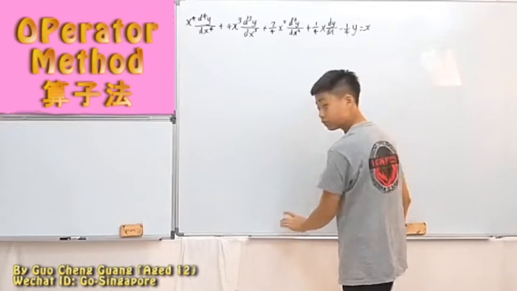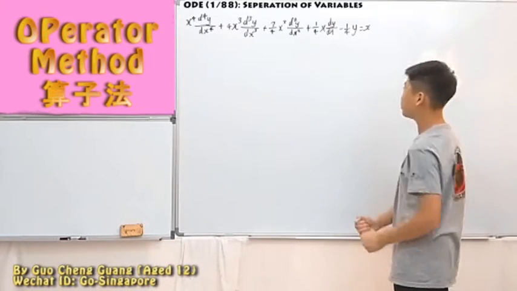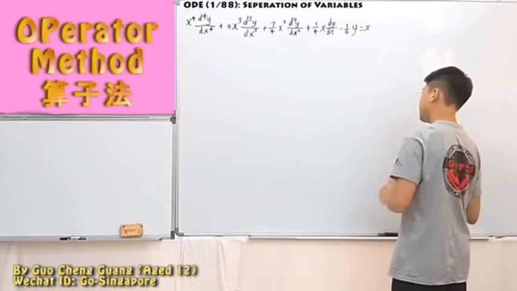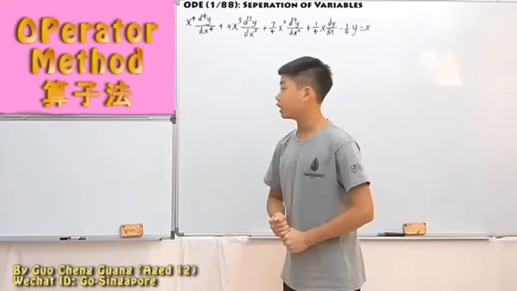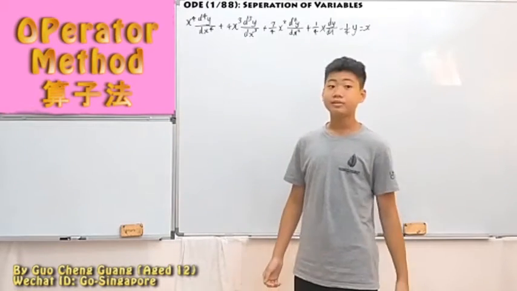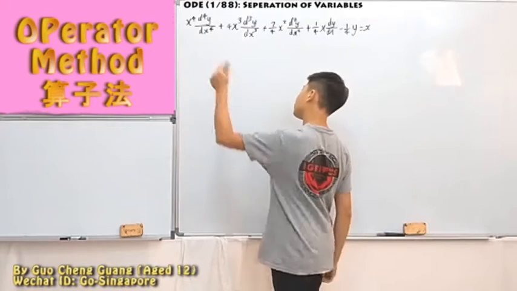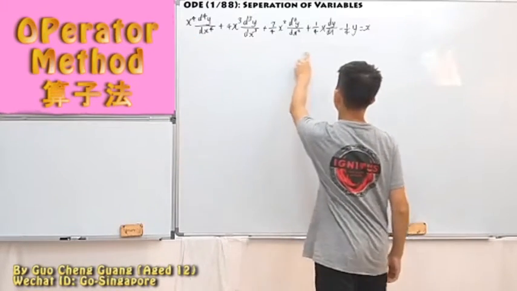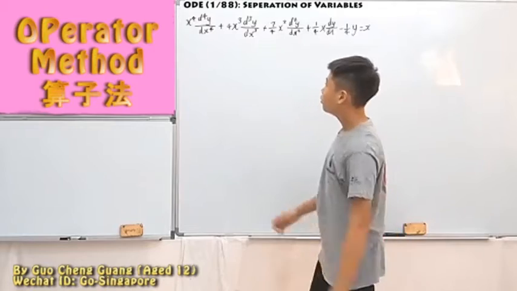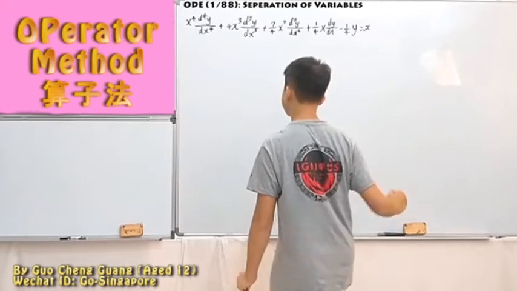Right now, we're still going on with our ordinary differential equations, also known as ODE. We're still at the operators method. For the operators method, what do we have? Look at this example here. Can you find a pattern out of this example?